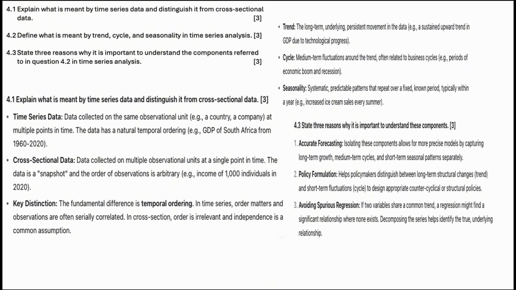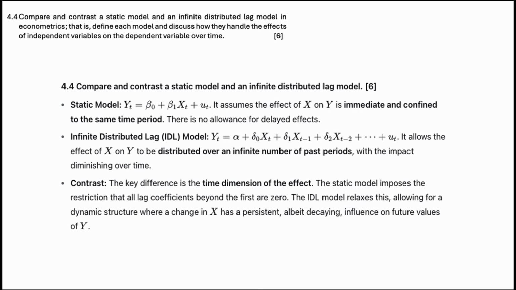in the time series analysis. So we've already done that. I think that's correct. This question might be a bit wrong, but definitely accurate forecasting. Answer: the accurate forecasting and avoiding spurious regression is correct, but the policy formulation one is a bit dodgy, so I wouldn't use that one. I would use the previous answer.